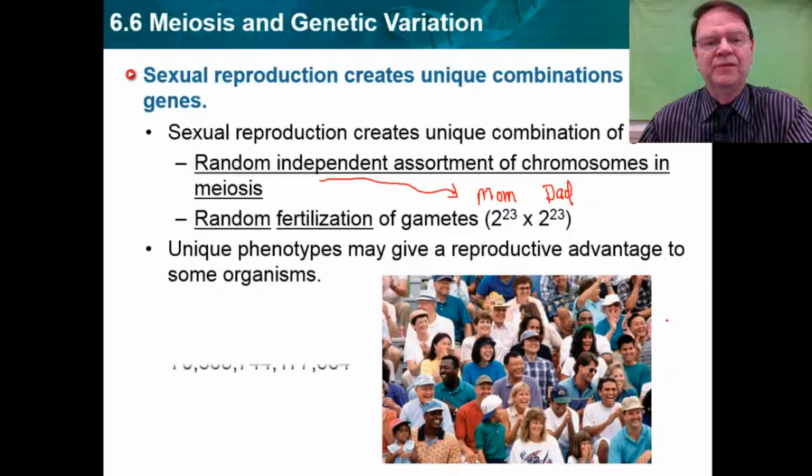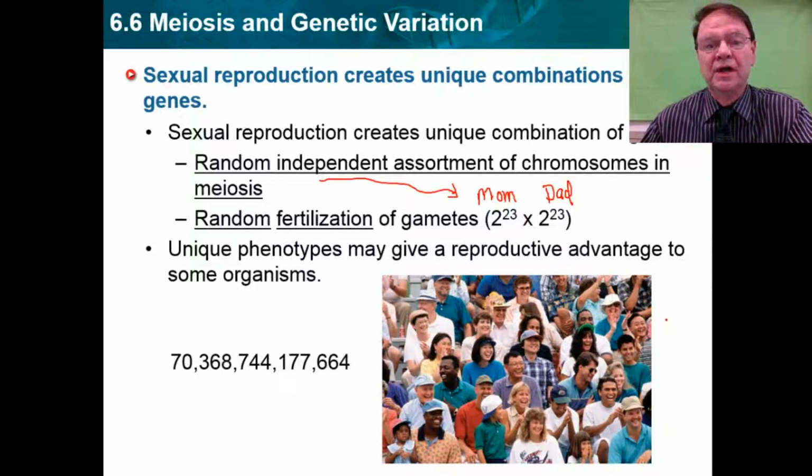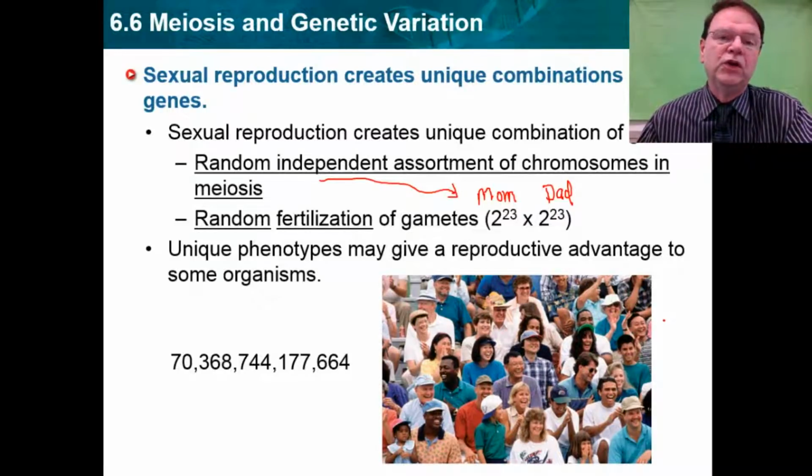Have you done it? This is my number, over 70 trillion. Just from one couple, over 70 trillion possible combinations. Isn't that something? So really then when you look at that, there's really no surprise in the genetic diversity that we find, even within one family.